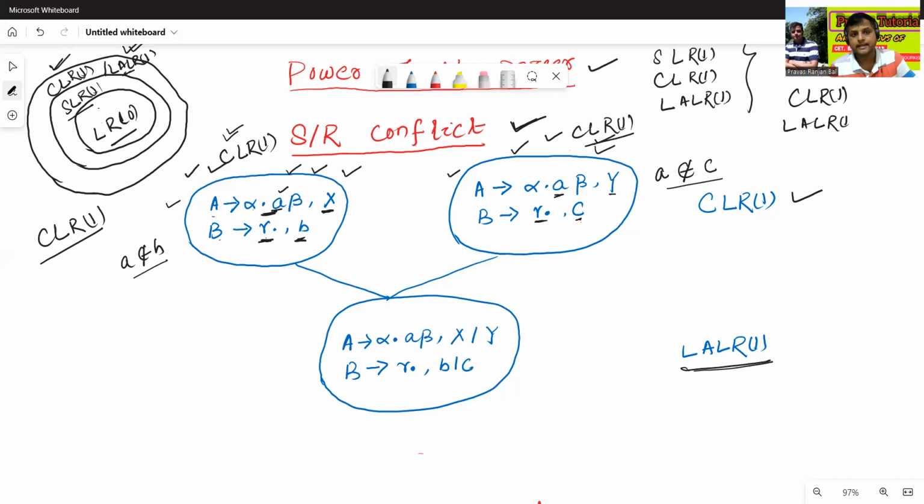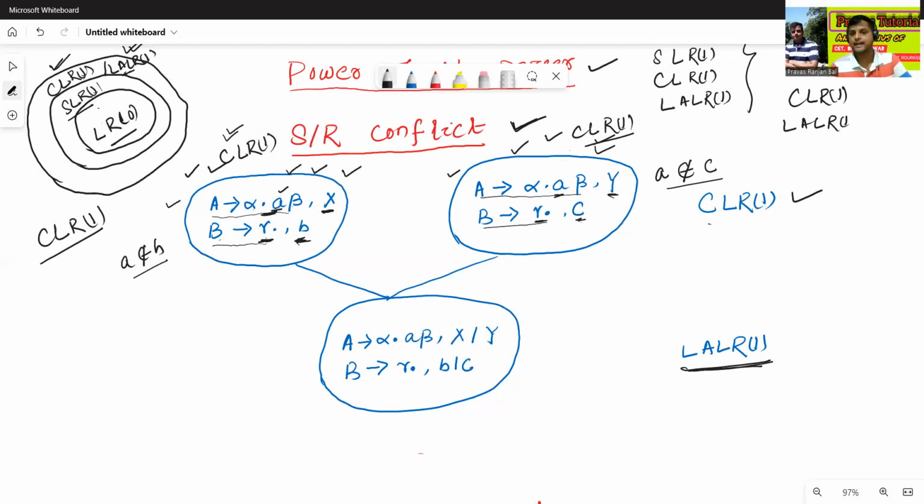In this case, A to alpha dot A beta, and here the reduce action is B to gamma dot. Means in both states the core parts are completely the same. Core parts are same, but what is the difference? The difference is the lookahead part, here X, Y, B, C. So in CLR1, there are two states because the lookahead parts are different.